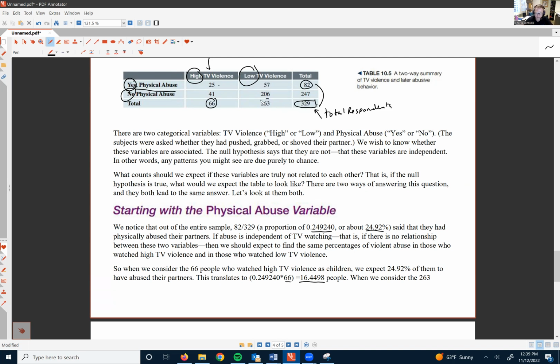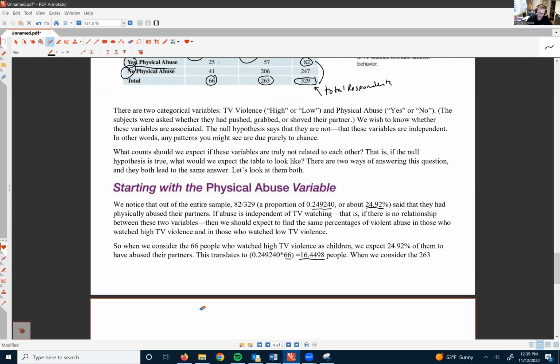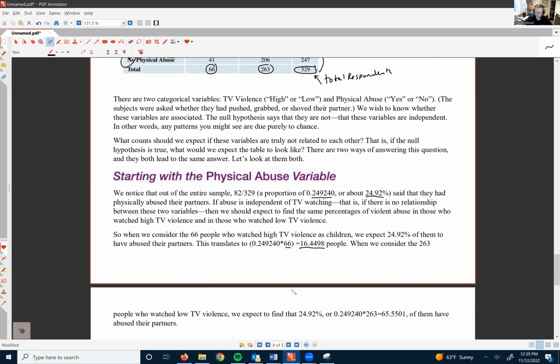When we consider the 263 who watched low TV violence, we would expect to find that 24.92% of those, or 0.249240 times 263, or 65.5501 of them, to have abused their partners. So if these variables are not associated, the count would be 65.5501 of the low TV violence watching to have abused their partners.